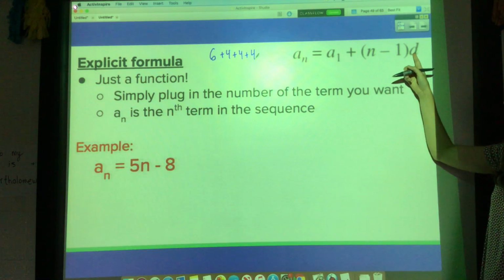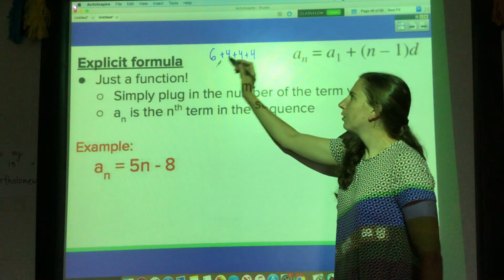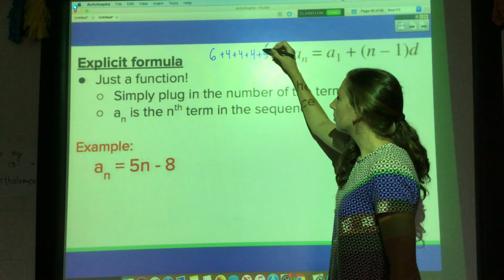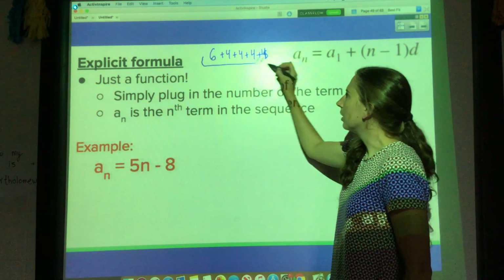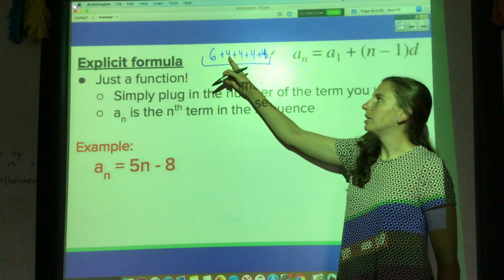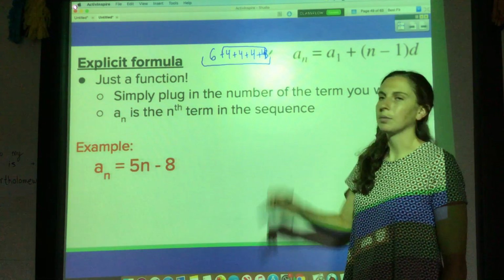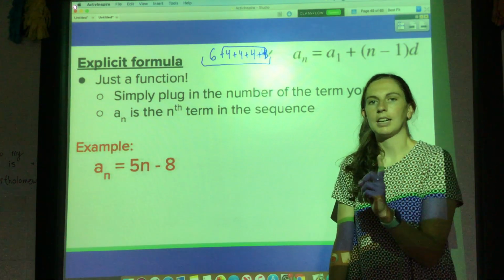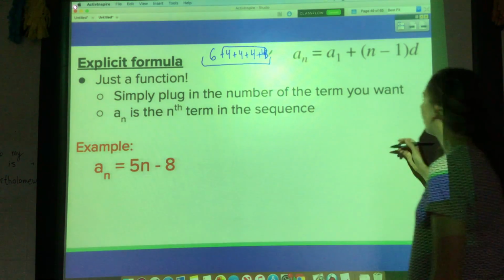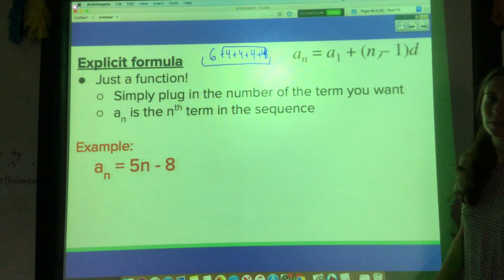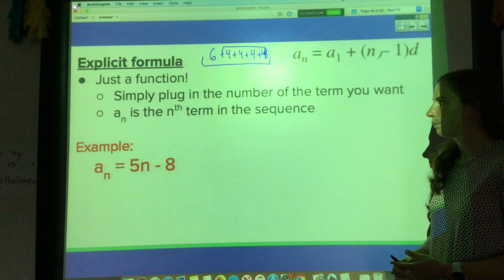You only want the difference, say there were 5 terms in the sequence, you would only want the common difference 4 times. Basically 1 less than however many terms you have. So that's where this n minus 1 is coming from, just if you were curious.